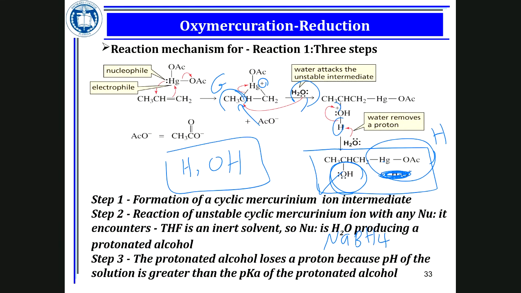So when you bring in sodium borohydride, the next step of the reaction is going to replace the mercury with H. So it would remove the mercury and add H to this carbon. The net result is going to be addition of OH and addition of H. Is this addition Markovnikov or anti-Markovnikov?